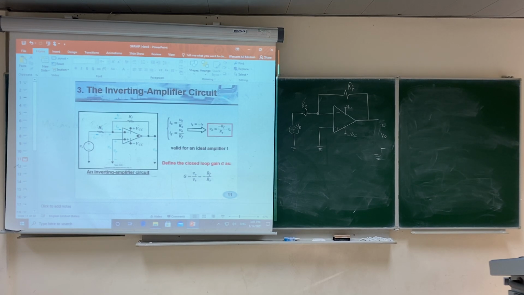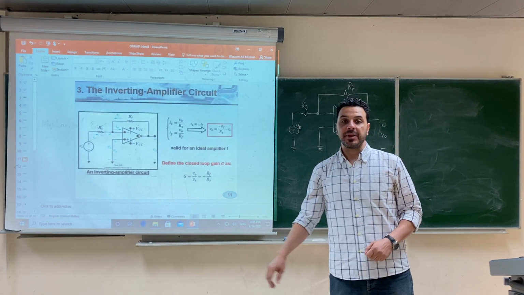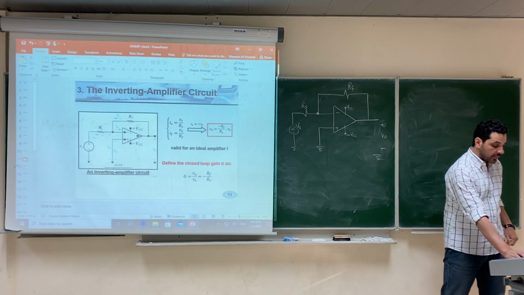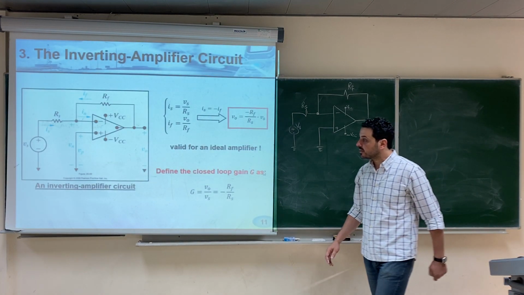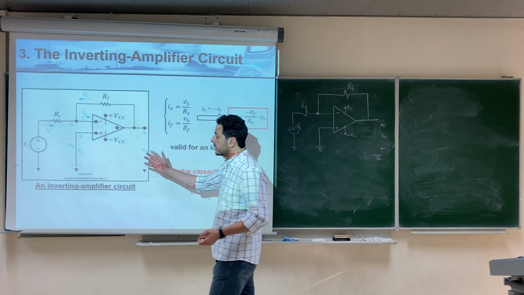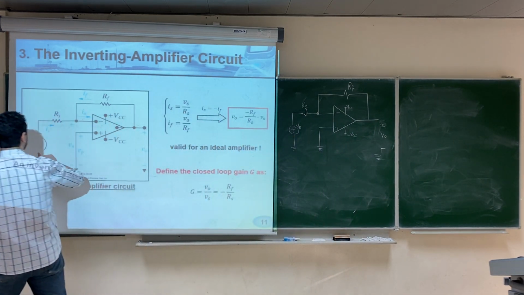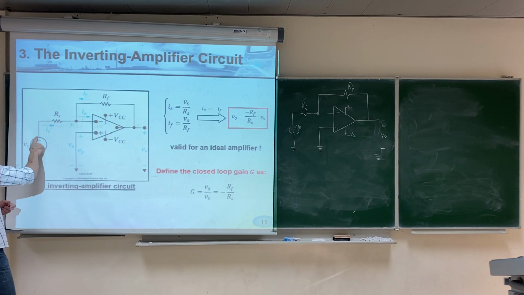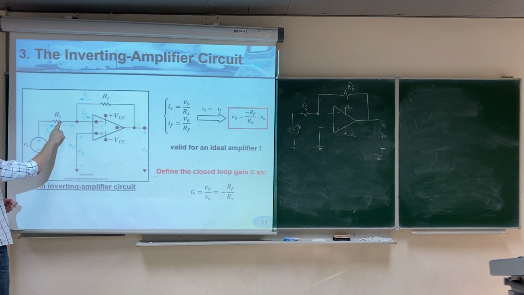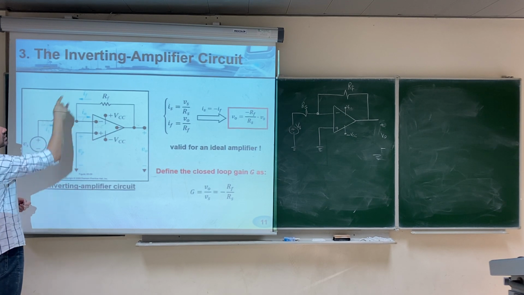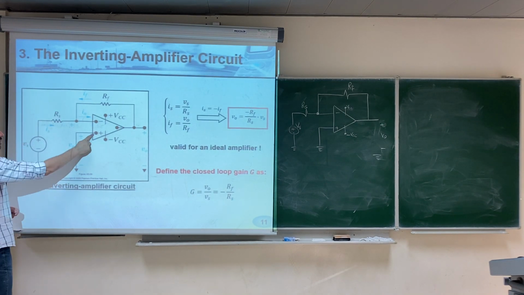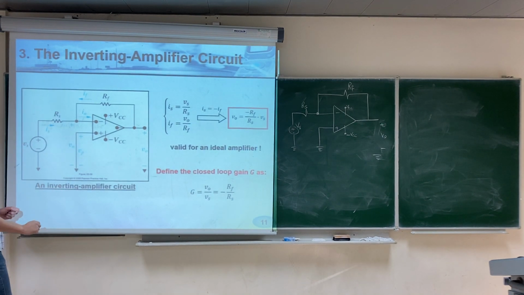In this video, we are going to see the first application of the operational amplifier, which is called the inverting amplifier circuit. In the inverting amplifier circuit, we connect our input source Vs to a resistance Rs, and then to the inverting terminal. That's why they call it inverting amplifier. And then we connect the non-inverting input to ground.